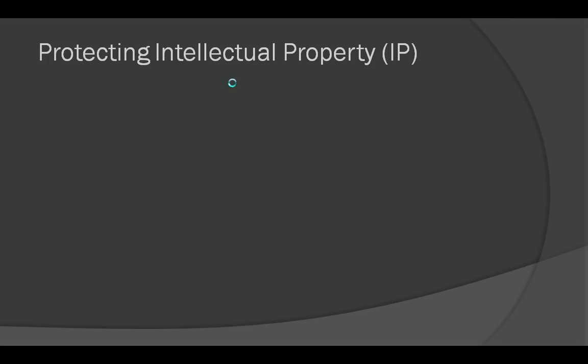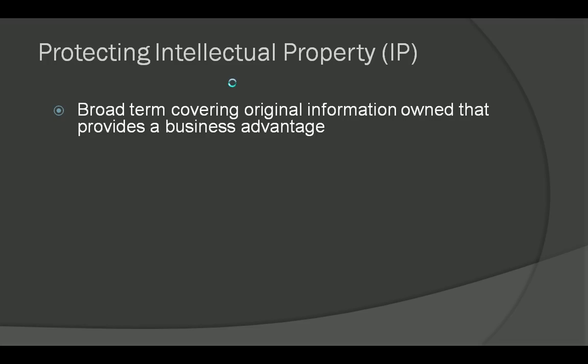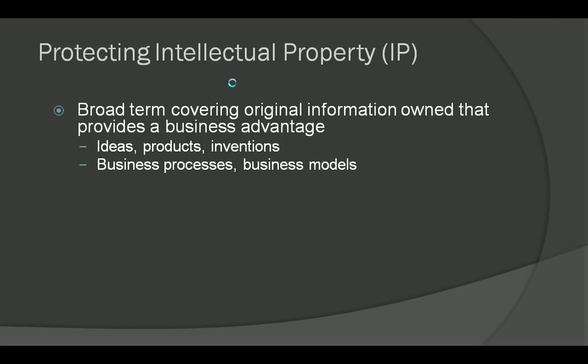Protecting intellectual property is, of course, a major goal of our IT security policy, and in many cases, that's one of the most important things that we own as a business. So, what exactly is intellectual property? It's information that's owned that provides some kind of business advantage. So, some examples are ideas, products, inventions, business processes, business models. So, anything that's proprietary to your corporation, your company, your organization is going to be intellectual property. And that's something that certainly, most companies want to protect.